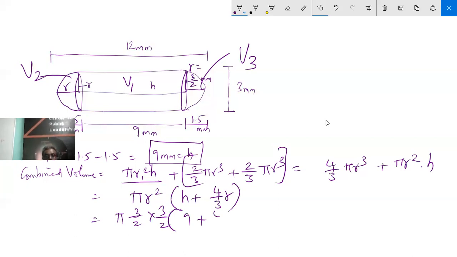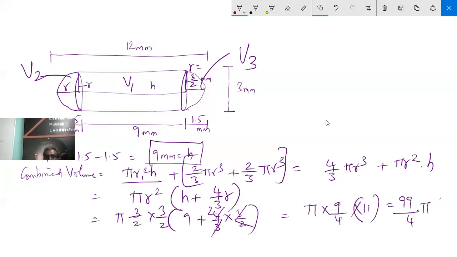4 by 3 into 3 by 2. That is equal to pi into 9 by 4 into 9 plus 2, which is 11. So 11 into 9 is 99 by 4 pi. This is the answer.